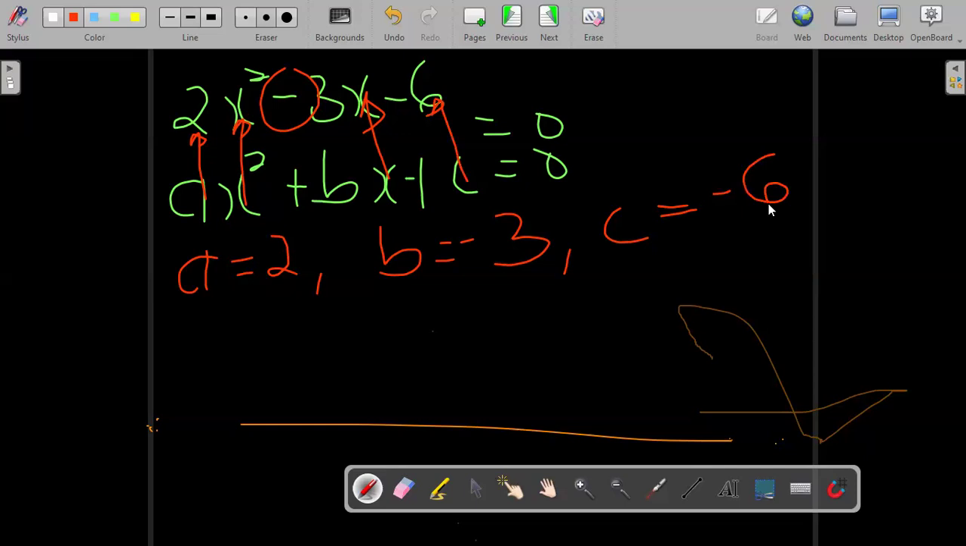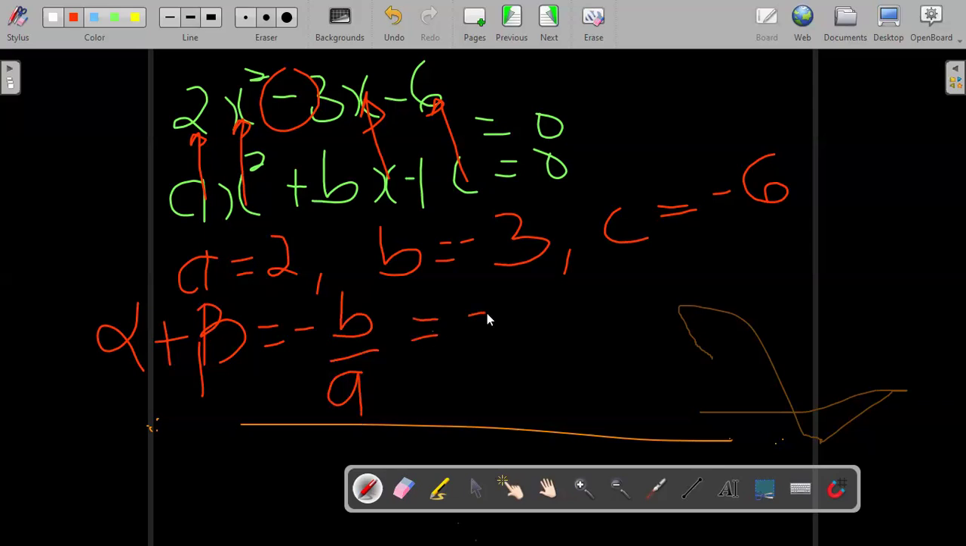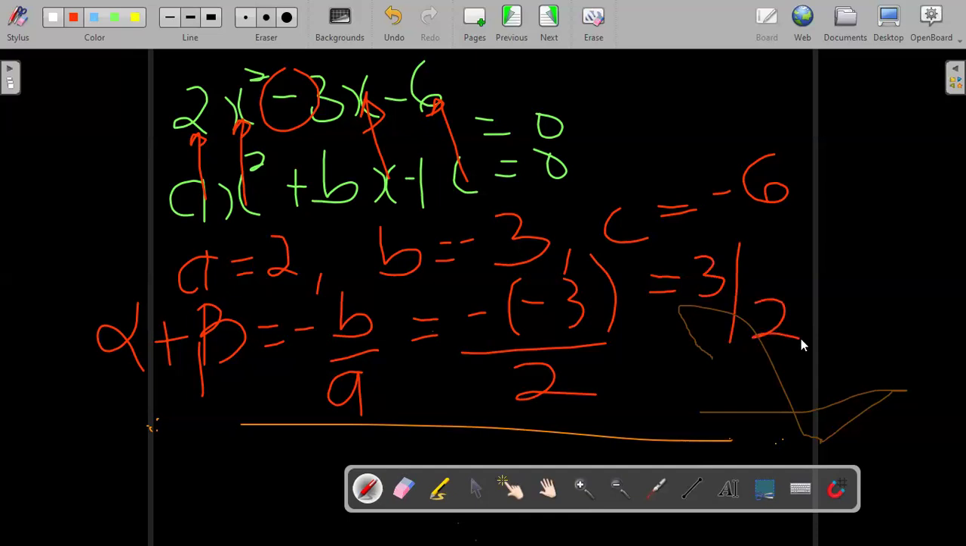So from here, we determine the values of alpha plus beta, which is the sum of roots, and alpha beta, which is the product of roots. Alpha plus beta has a formula, which is minus b over a. There's a minus here already, and my b equally has a minus, so minus into minus 3 divided by a, which is 2. Minus minus is plus. That will give us 3 over 2, the sum of the roots, alpha plus beta.